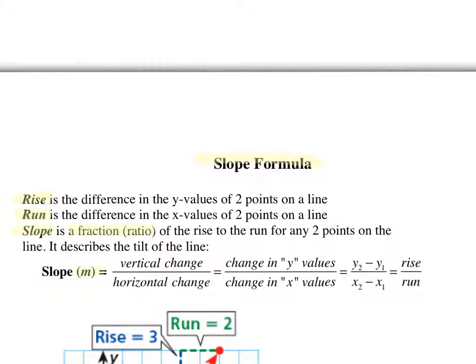Slope is described by the letter m, and this formula describes the change in y values, which is the vertical change, is the y value minus the other y value. This will equal the rise. And the change in x values, or from x to x, described by this, is the run. This is the slope formula which we will be using today.